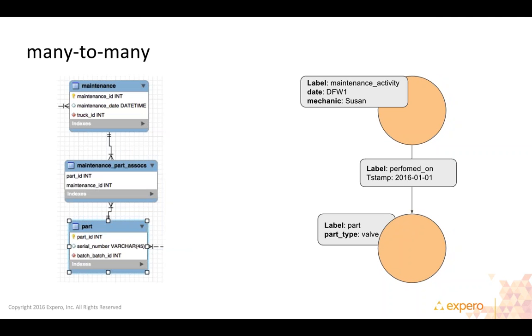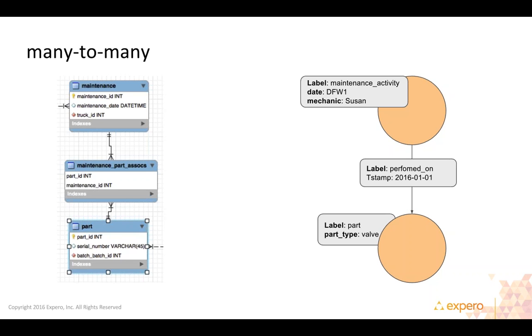Now if we want to look at a many-to-many, if we look at a relational model, our many-to-many example is maintenance being performed on parts. So a particular maintenance activity could encompass more than one part. And at the same time, through the lifetime of a part, it may be associated with more than one maintenance activity. For example, if that part had maintenance performed on it more than one time.